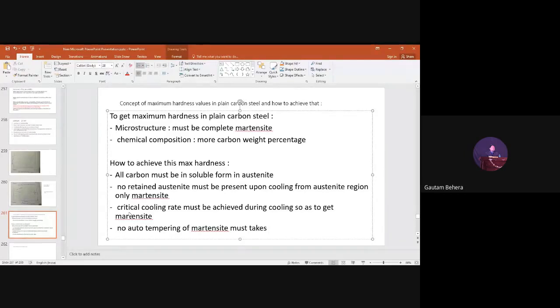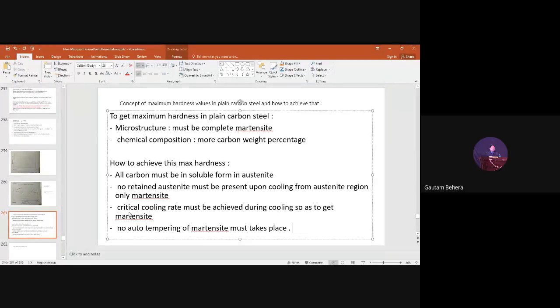Can you repeat? Diffusion occurs in tempering. My question was, what happens during the tempering process? How many of you remember? Ductility increases, brittleness decreases. So only ductility increases? So toughness also increases. Very good. And what decreases? Brittleness.